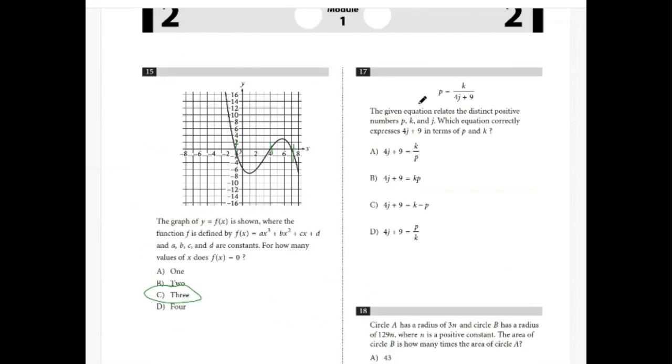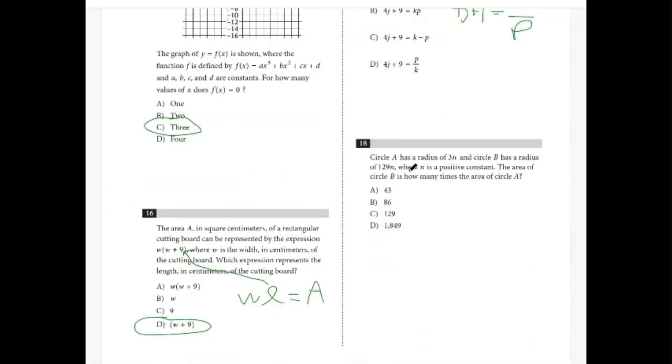Okay, question 17. The given equation relates distinct positive numbers p, k, and j. Which equation correctly expresses 4j plus 9 in terms of p and k? All I gotta do is bring this guy here, bring this guy here. So k over p is equal to 4j plus 9. So A as in apple is correct.